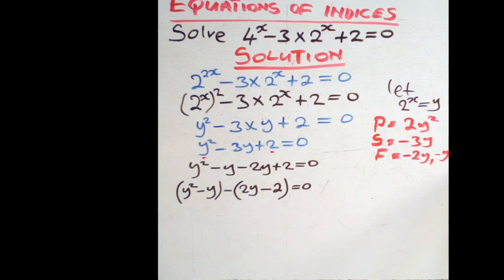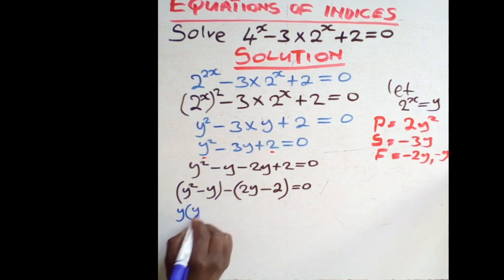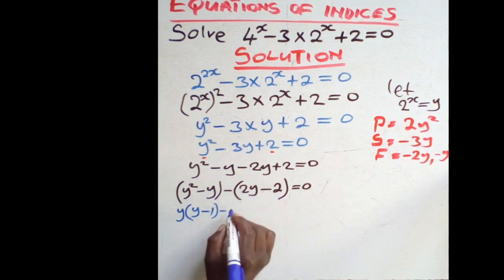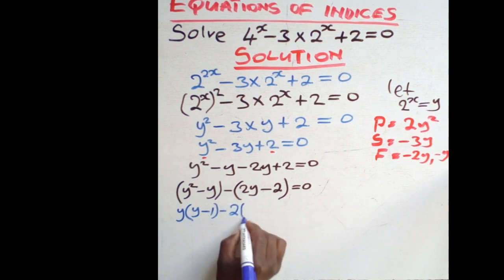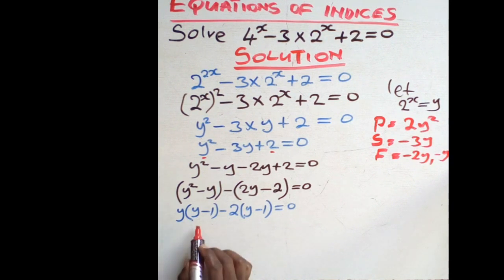When that is done, you can now start factorizing. What is common here? What is the common factor? The common factor in the first bracket is y. So you have y, then what remains here? It's y minus 1, then minus, what is a common factor there? It's 2. So then y minus 1, like that, is equal to 0. After doing that, you still have to factorize more, because there is a common factor, which is this.